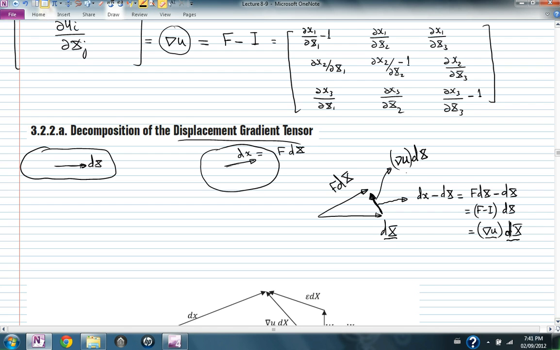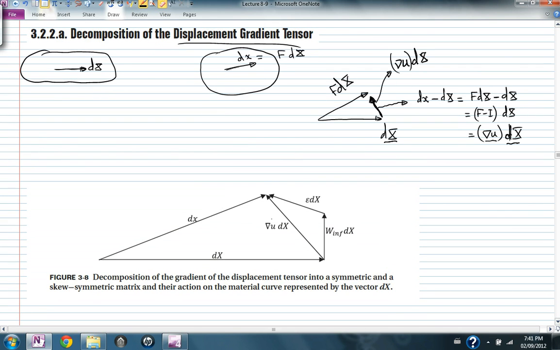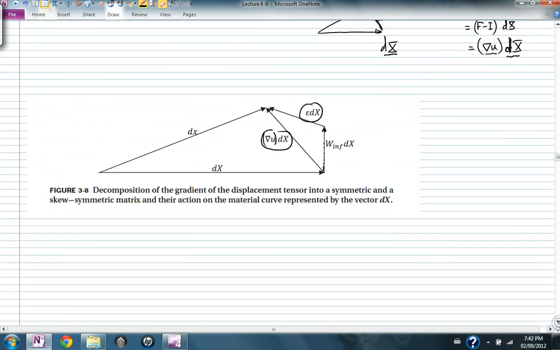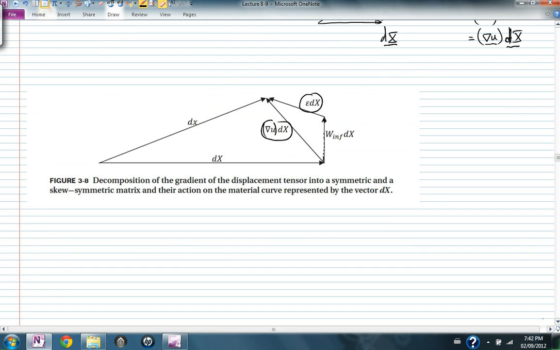So this small vector, gradient of u multiplied by dx, I can decompose into two components: a component that tells me the change in the direction, and a component that gives me the change in length. Gradient of u is a matrix. It's a 3 by 3 matrix.